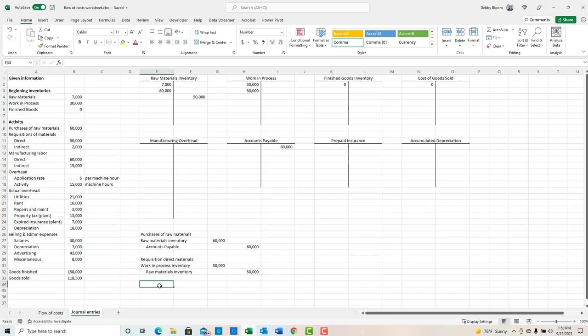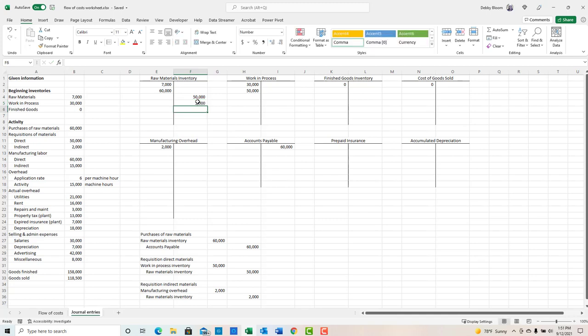Now for the requisition of indirect materials, instead of debiting work in process, we're going to debit manufacturing overhead for the 2,000, and we're going to credit our raw materials inventory. To post that, we have the $2,000 debit to manufacturing overhead and the $2,000 credit to our raw materials inventory.